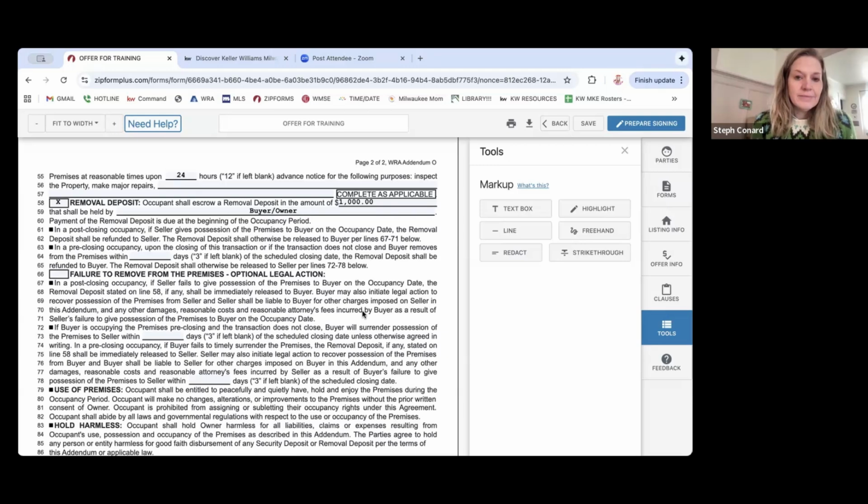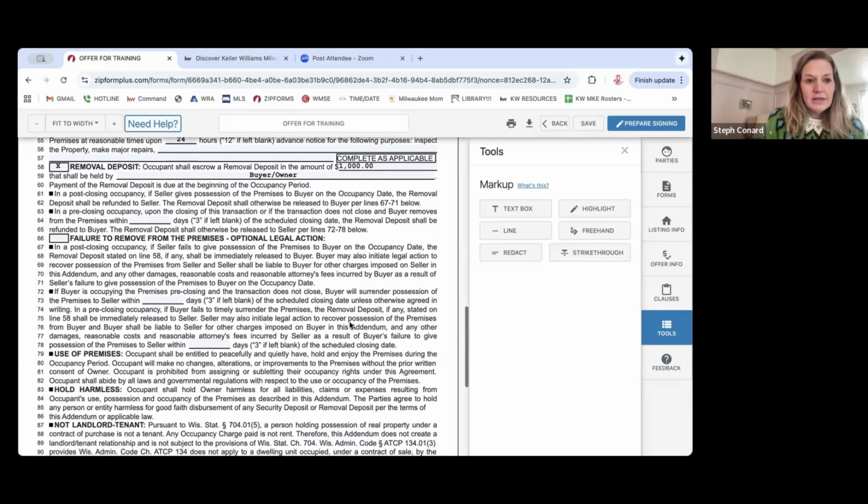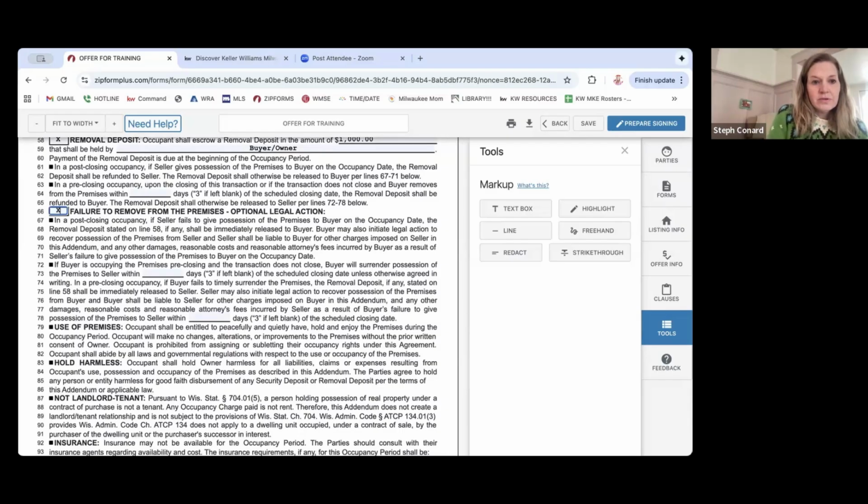So, I wish I could give you a good guideline on that. And I don't know that it's reasonable to charge thousands of dollars for something like this. But every transaction is different. And then it gets into failure to remove from the premises, and it gets into legal action, optional legal action. I'm not going to go through this line by line, but this is where we'll consult our attorneys if that's the case. And again, this is a roadmap for buyers and sellers.